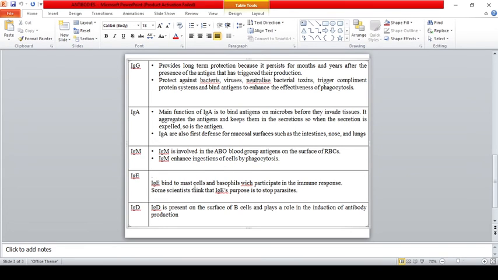IgE binds with mast cells and basophils, and it also has antiparasitic activity. IgD has no role in immunity directly, but it is involved in inducing the production of antibody, and it is also present on the surface of B cells.